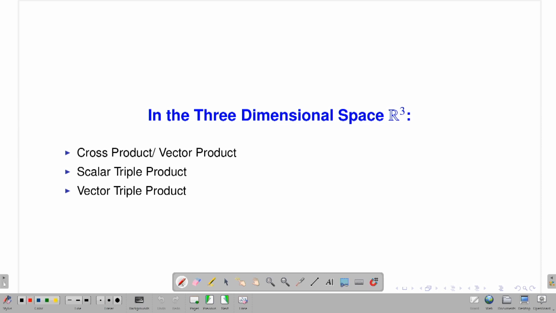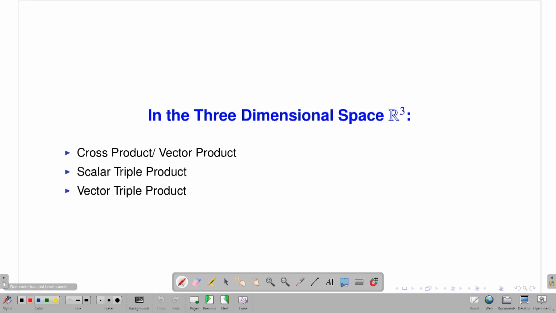Specifically in R3, we want to define some more concepts: another kind of product which is called cross product or vector product. Another two things are scalar triple product and vector triple product, which involve three vectors. So first we will introduce what is cross product or vector product in R3.